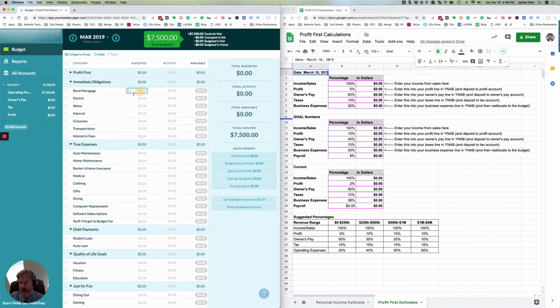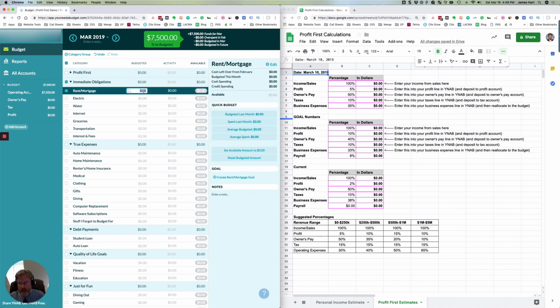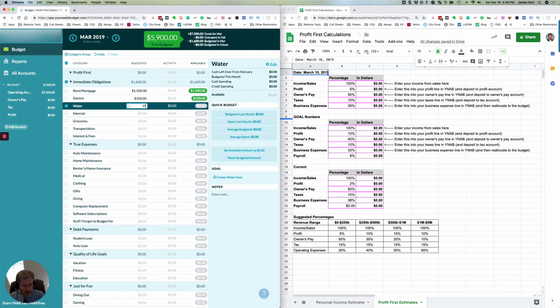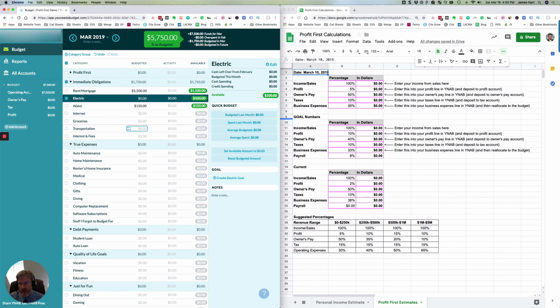And they start allocating. Let's say they need $1,500 for their mortgage, and they need $100 for electric, and they need $150 for water. And then they start putting all these in, and before you know it, they've allocated all their money in their budget. Now, this is their personal budget; this is the business budget. In my business, I do have a water bill, I do have an electric bill that I have to pay, and I do have a rent payment.